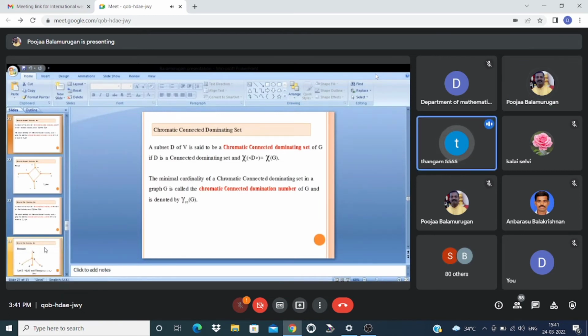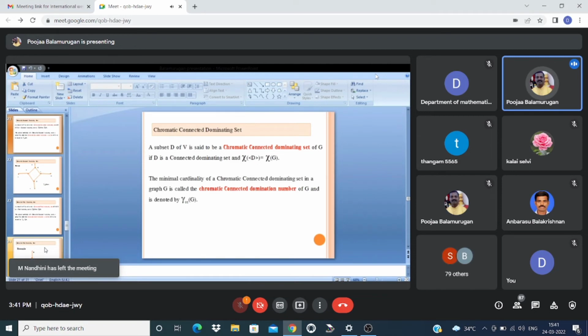It's a chromatic connected dominating set. So already connected dominating sets exist, right? Disconnected dominating sets exist. Now we can find a new parameter from that set. Whenever you mix it with the coloring and the domination parameter, after that we derive one new parameter. So this is the chromatic connected dominating set.